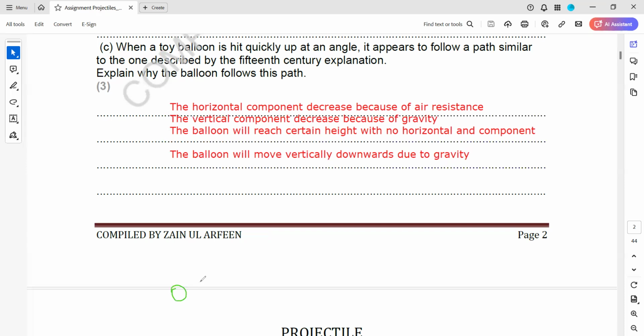Usually for a projectile, the horizontal component does not change. But in this practical case, the horizontal component will change. It decreases, so eventually it will come downward. This is what practically happens. This is the theoretical projectile motion. Is this clear?